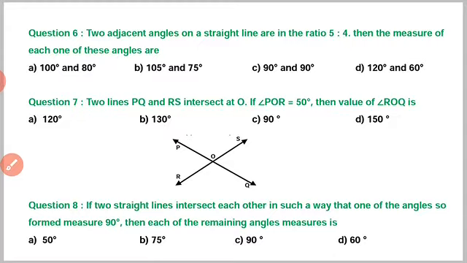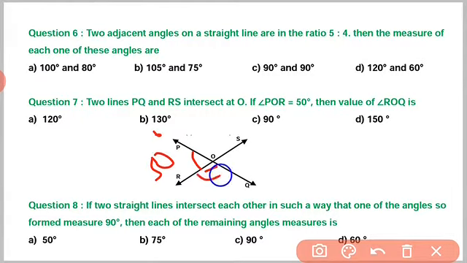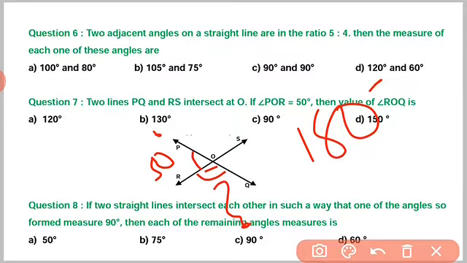In the 7th question, there are two lines intersecting at O. One angle is 50 degrees. This is again a linear pair question. We need to find this angle. So what is the sum of these two angles? It is equal to 180 degrees. If one angle is 50 degrees, then what will be the other angle? That will be equal to 130 degrees.